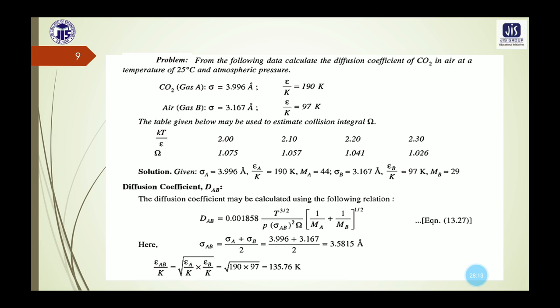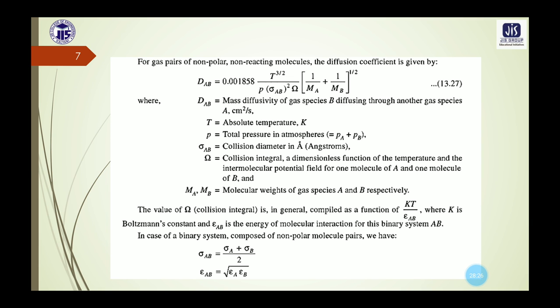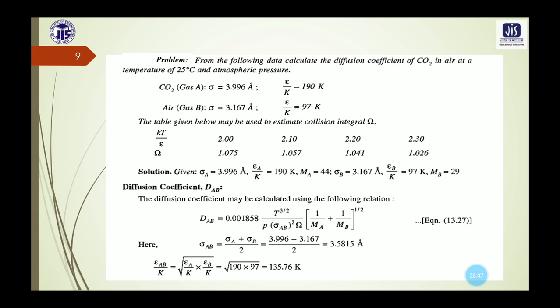Now we need to calculate the diffusion coefficient. To calculate the diffusion coefficient, we need to use this formula that is written as equation number 13.27. So this is the formula. It is actually applicable for gas pairs of non-polar, non-reacting molecules. So we need to remember this formula, where omega is the collision integral, and we need to use it in this numerical.